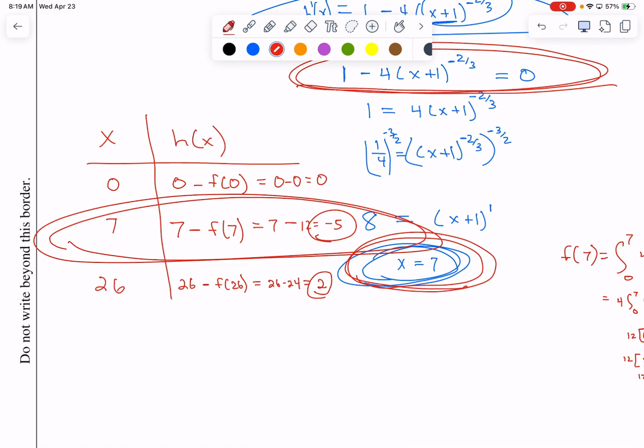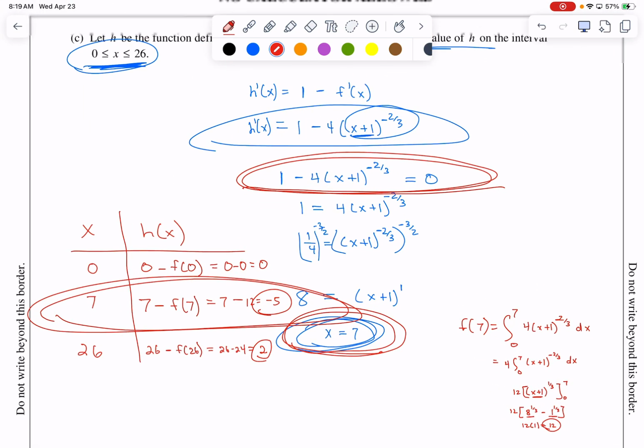Do you have to say min at 7? What does it ask specifically? It says find the minimum value. So you want to know the -5. The minimum value is the y value. The x is where it occurs. So if they wanted to say where does the min occur, you would say x equals 7. If they want to say what is the min value, you say -5. Okay. There you go.